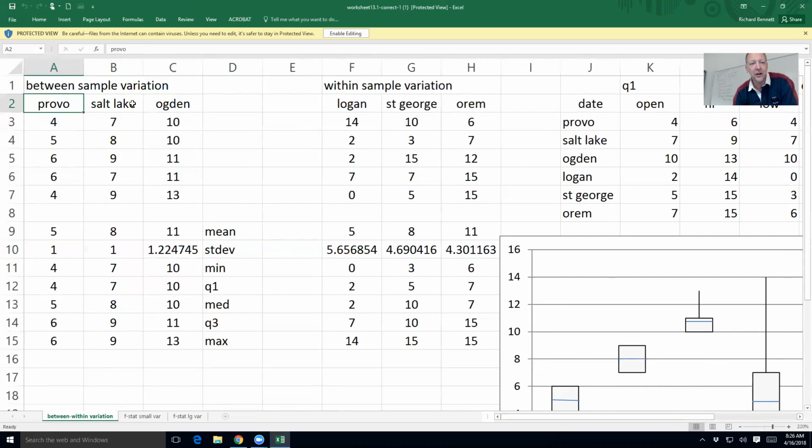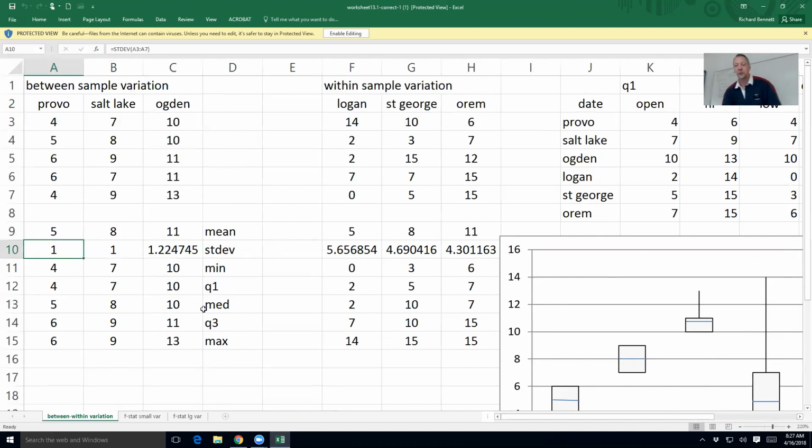We've got 3 samples in this case: Provo, Salt Lake, Ogden. We're assuming that these are all independent of each other. We're assuming that they're normally distributed. I probably should do a QQ plot to verify. And we're saying the populations have the same variance, which means 2 times the smallest, 2 times 1 is 2. The largest sample standard deviation, 1.22, is less than or equal to 2 times 1, which is 2. So we're assuming that in this case they have the same variance.